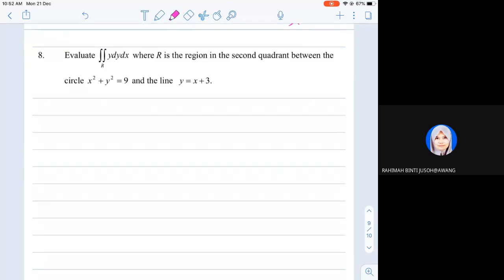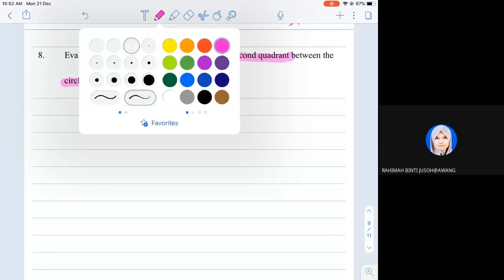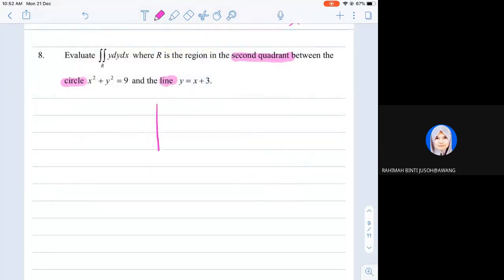Okay, highlight the keywords here. We have the second quadrant between a circle and the line. All right, so we have this region R. X and Y.